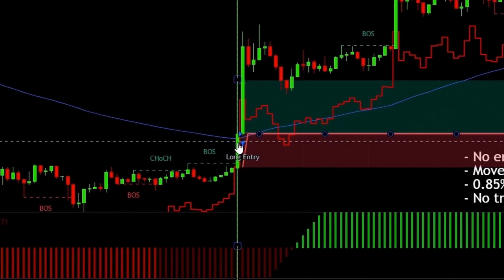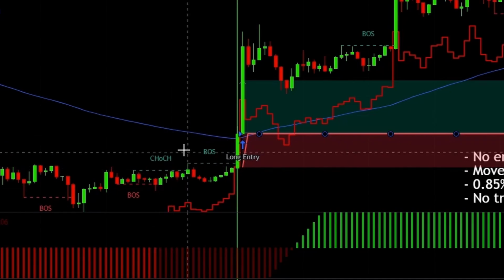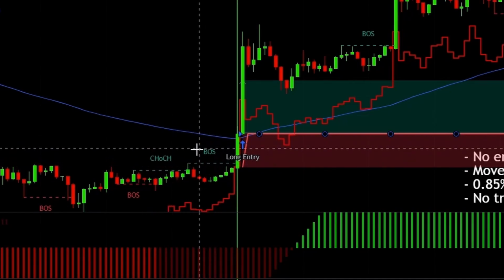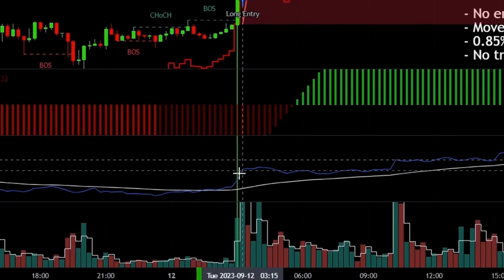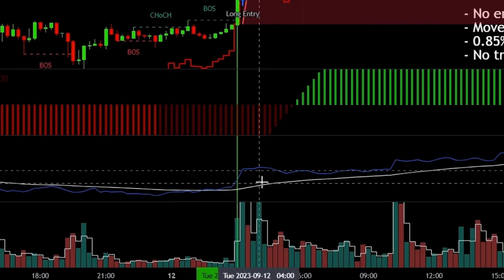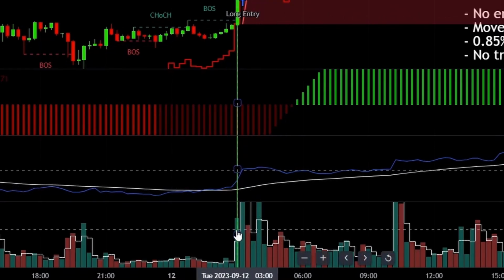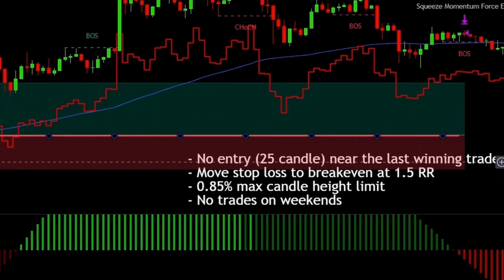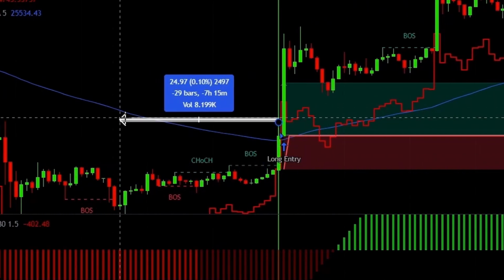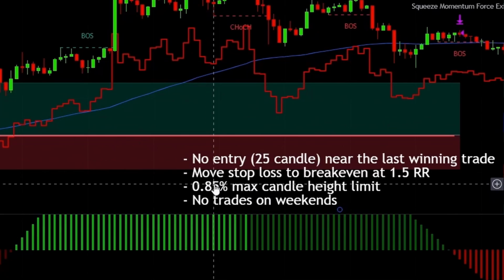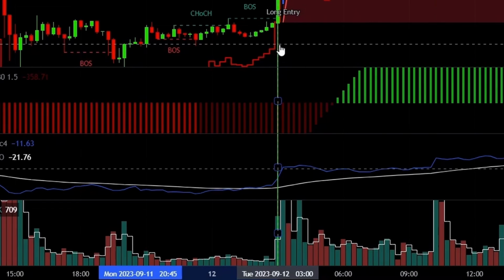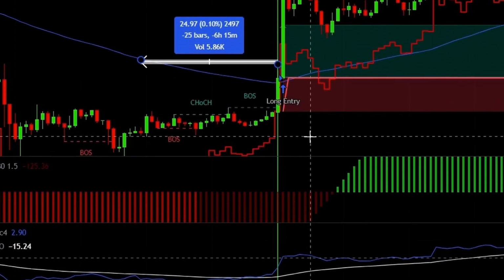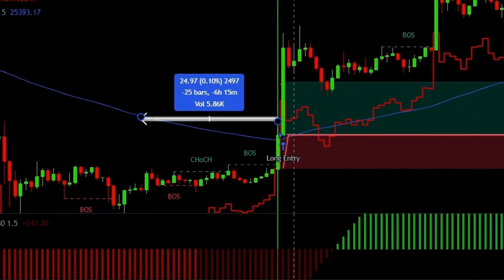On this candle we got a valid long entry signal. First of all, we got a bullish change of character, followed by a bullish break of structure. The close of the price was above the 100 length moving average. The candle momentum line is above the candle momentum based moving average. The volume was above the volume based moving average. And we didn't have a winning trade in the last 25 candles. The candle body height is not bigger than 0.85%. And as this trade occurred on Tuesday, this is not a weekend trade. All of the conditions are met, so we can enter into a long position.